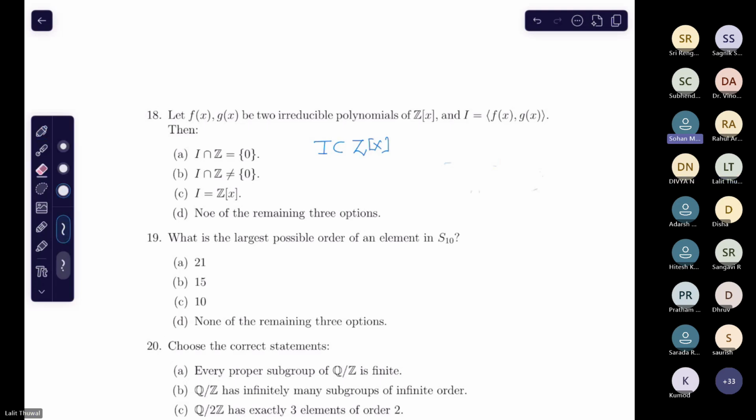Sir, since f(x) and g(x) are irreducible polynomials of Z[x], I is nothing but the GCD of f(x) and g(x). Okay, but the GCD is 1. Yes, that is why the intersection is non-zero. Okay, but if the intersection is non-zero, then what does it mean? You mean to say that 1 is in I. Does that not mean that this happens? According to you. Oh, yes, sir.